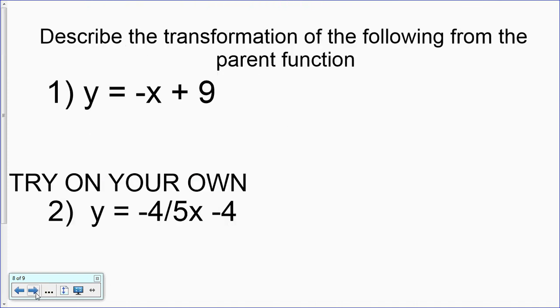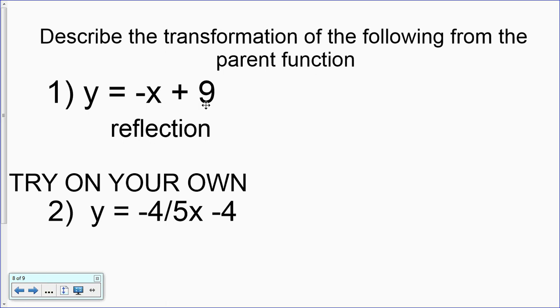Okay? So, now we're going to go ahead and try some examples. Describe the transformation of the following from the parent function. So we have y equals -x plus 9. So here's how we're going to do it. We're going to go through those 3 criteria and answer to see what kind of change happened. Was there a reflection? What's going on with the translation? What's going on with the steepness? Okay? So reflection is based on the sign of the slope. So here we have a negative, so this is a reflection.